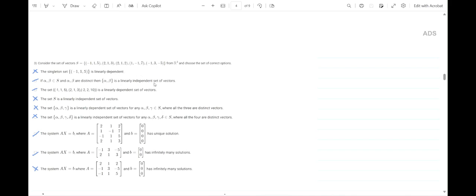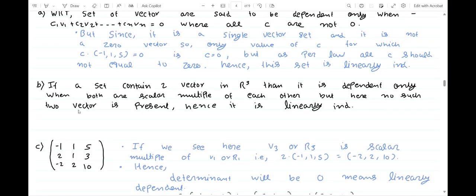Let's look at the second option. The second option says that if alpha and beta belong to S and alpha and beta are distinct, then a set of vectors which contains alpha and beta only is a linearly independent set of vectors. If a set contains 2 vectors in R3, then it is dependent only when both are scalar multiples of each other, but here, as there are no such two vectors present which are scalar multiples of each other, we can say that this particular set is actually independent.